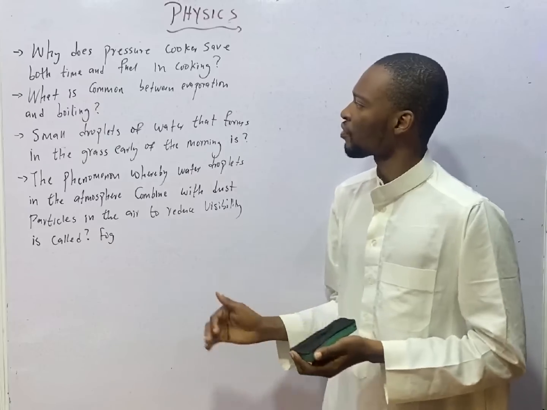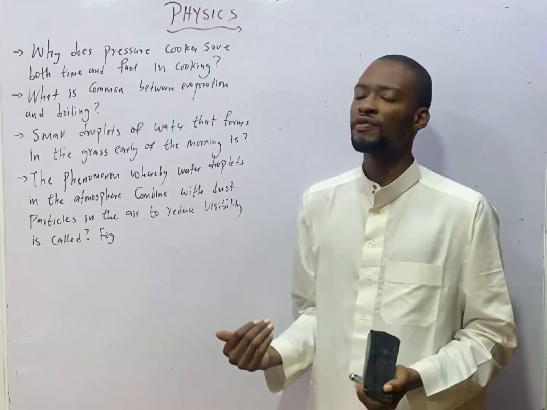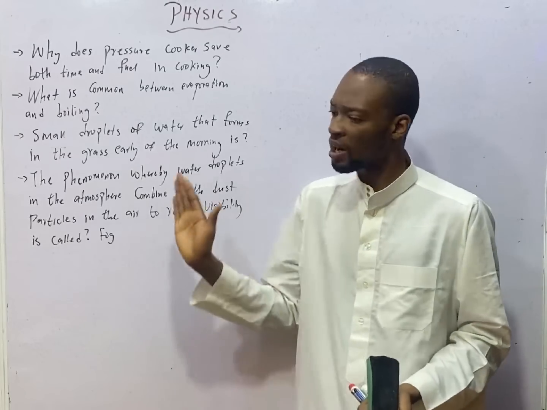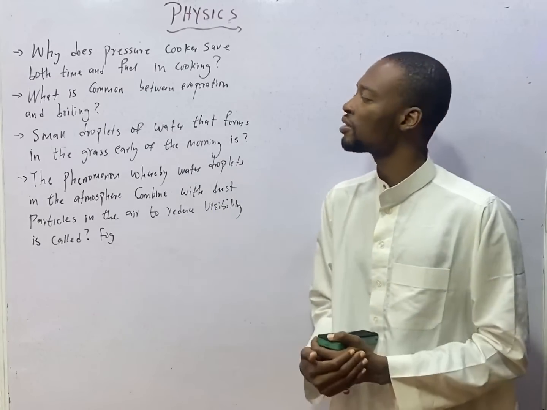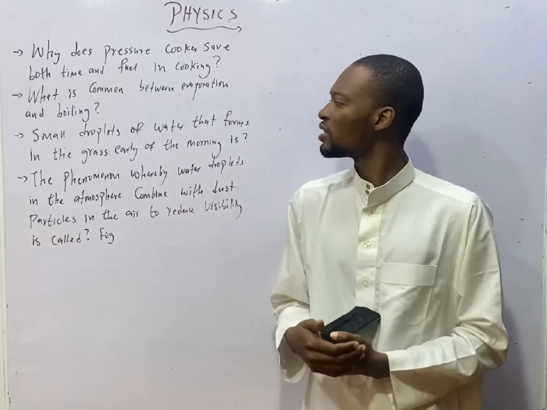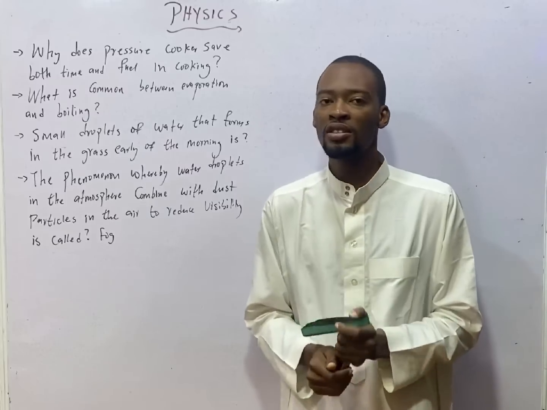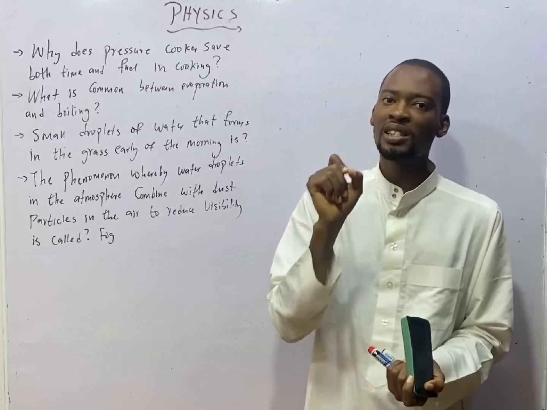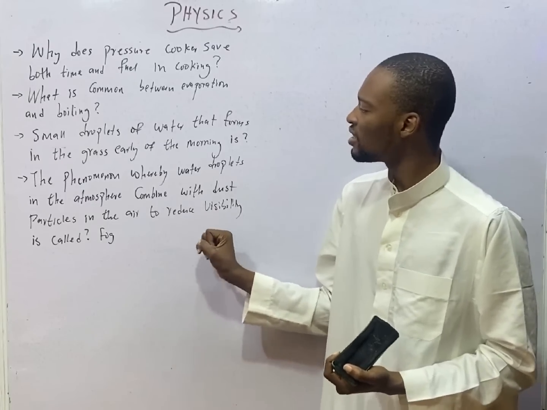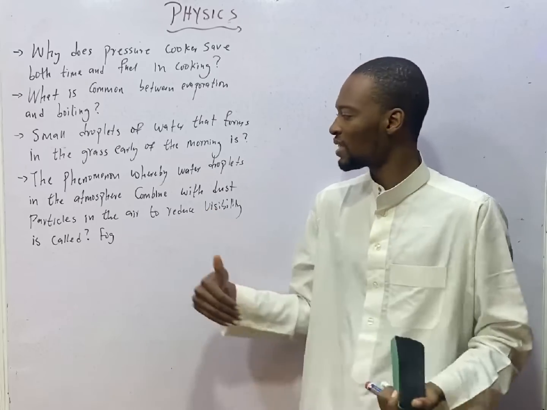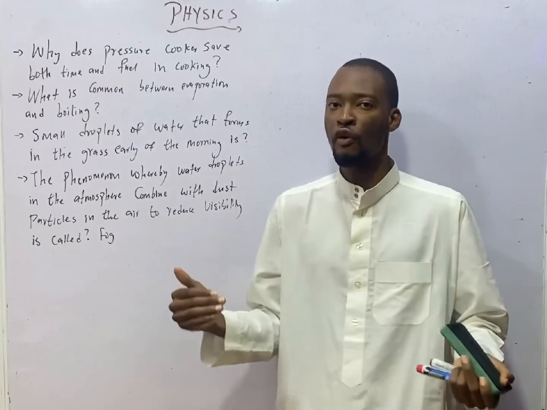What is common between evaporation and boiling is that they both involve change of state, from liquid to gaseous state. Small droplets of water that form on the grass early in the morning are referred to as dew, D-E-W. And the phenomenon whereby water droplets in the atmosphere combine with dust particles in the air to reduce visibility is referred to as fog.